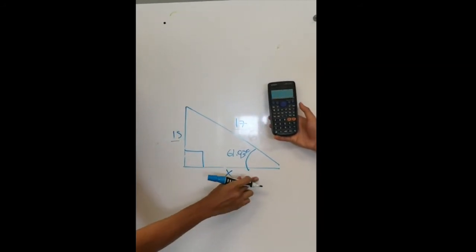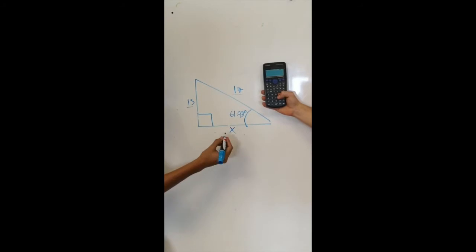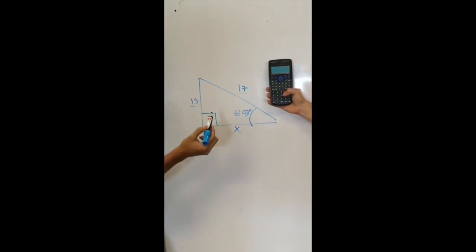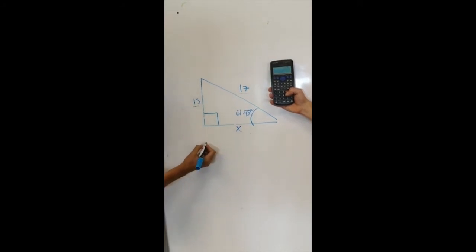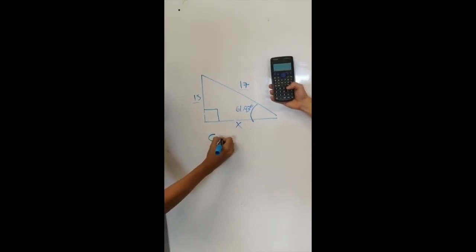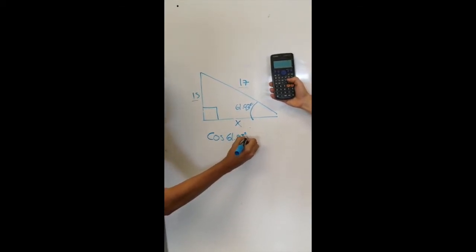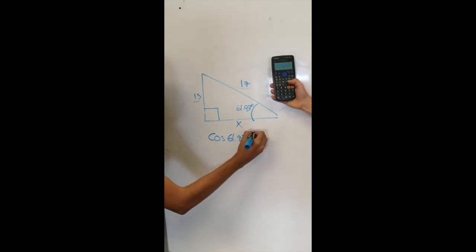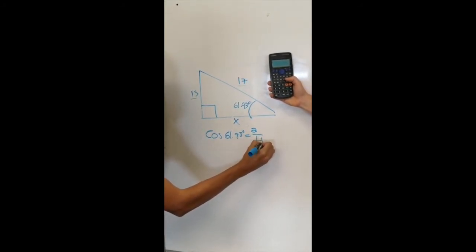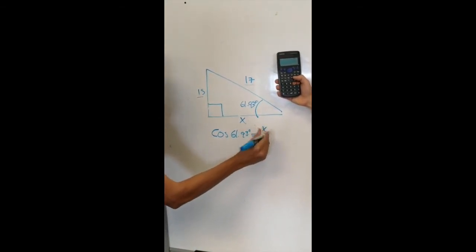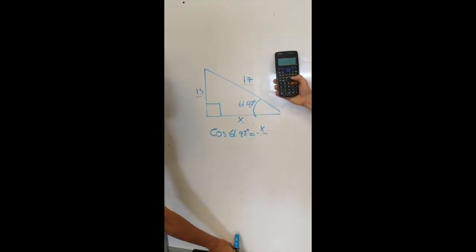We have to get this side. And because this side is adjacent to the angle, we can either use cos with the hypotenuse or tangent with the opposite. In this case, we're going to use cos. So we write our trigonometric ratio: cos of 61.93 degrees equals adjacent over hypotenuse. In this case, our adjacent is x and our hypotenuse is 17.